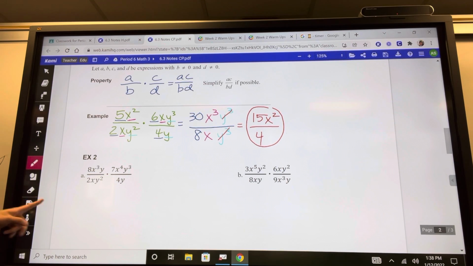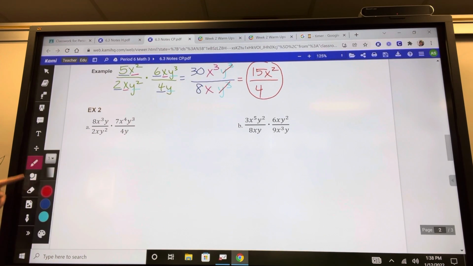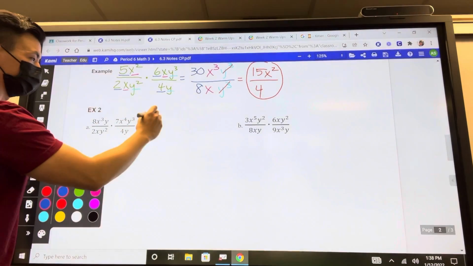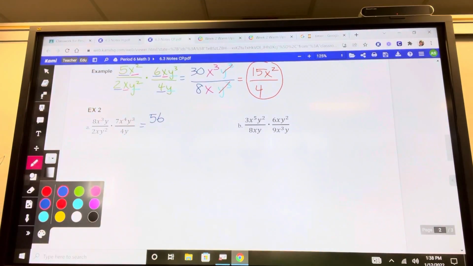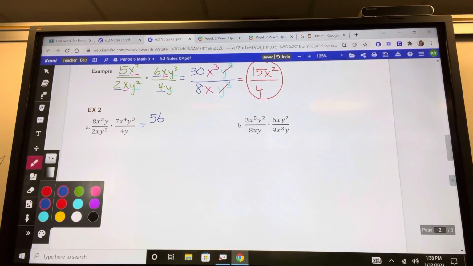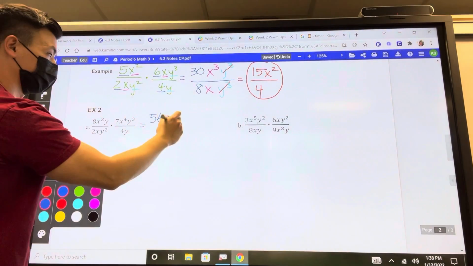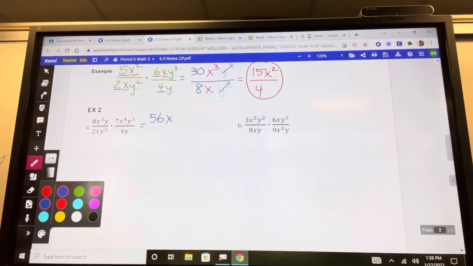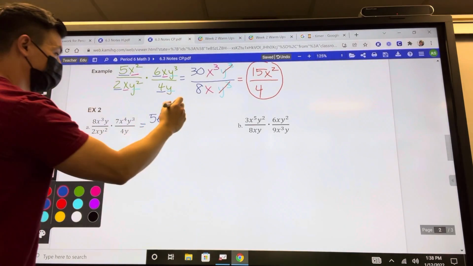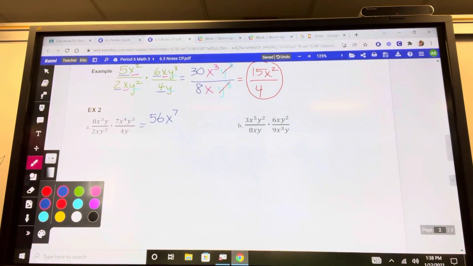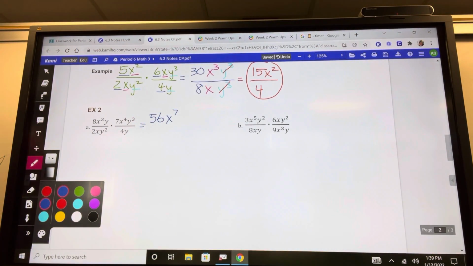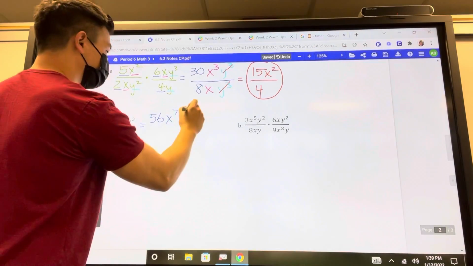Looks good. So let's go through this. If I multiply 8 times 7, what does that give me? 56. X to the third times x to the fourth: x to the 7th power. And y to the first times y to the third is y to the 4th power.